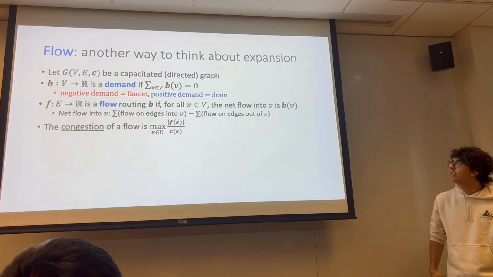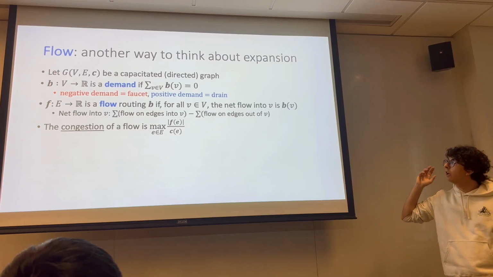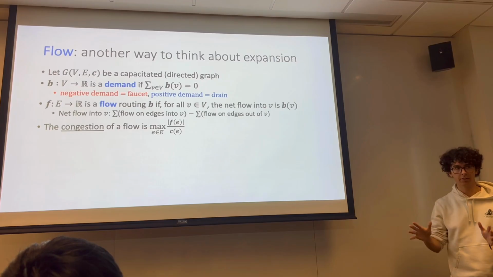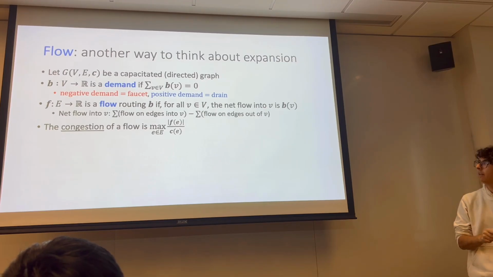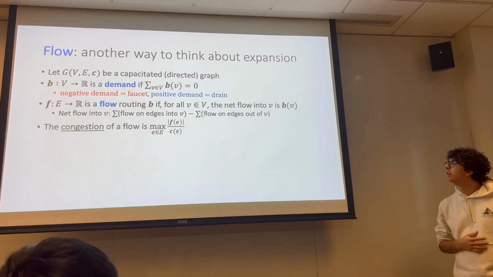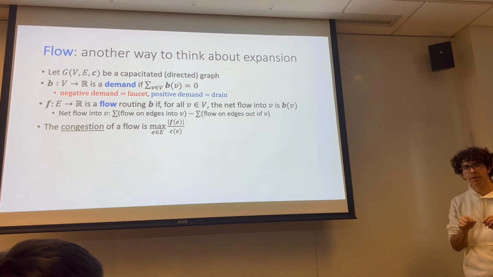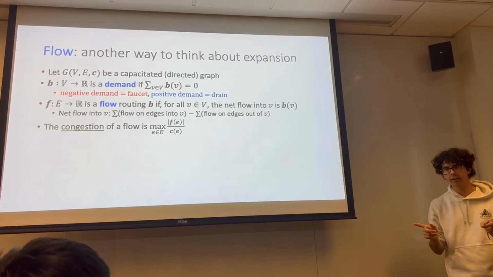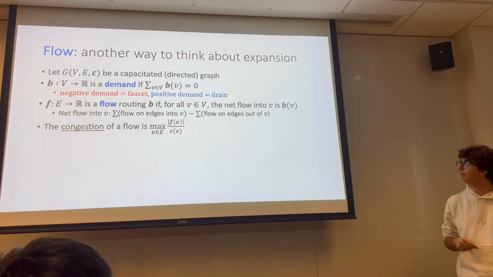And then I say that a function on the edges is a flow, and it's just a flow if it's a function on the edges, but I say it routes some demand if the net flow into any vertex is equal to the demand. So that means if you sum up the amount of flow on the edges going in and subtract the amount of flow on the edges going out, it equals the demand on that vertex.